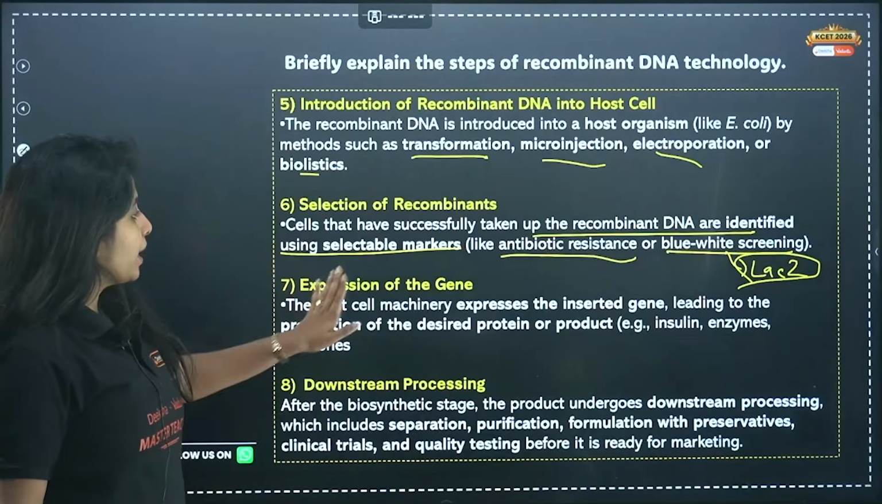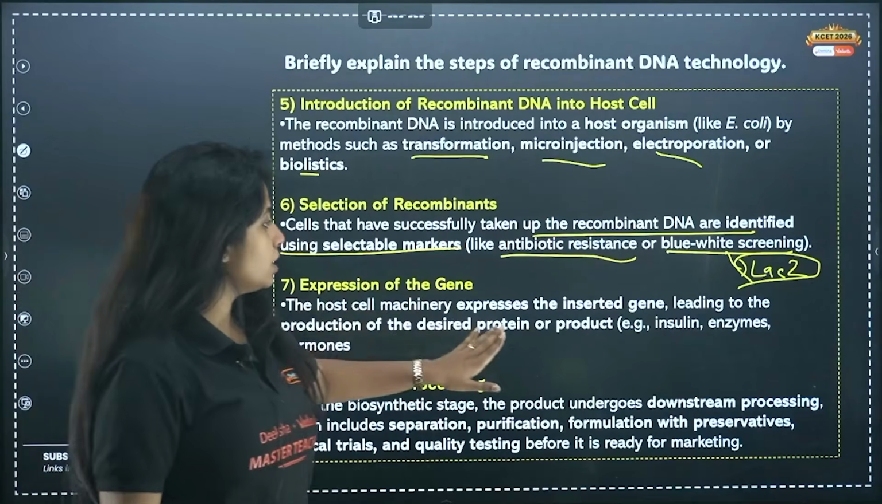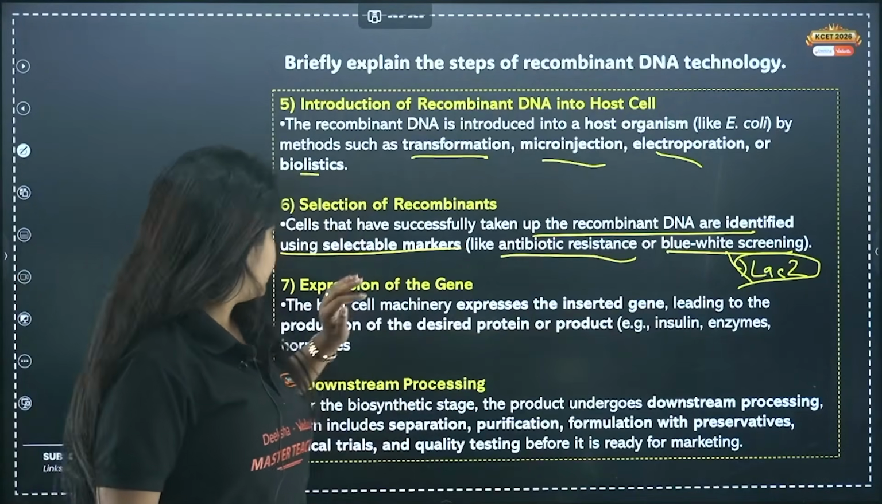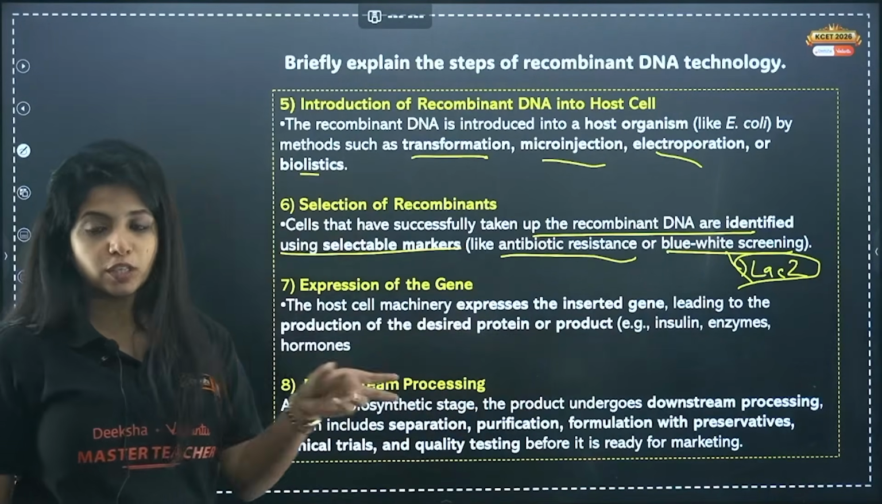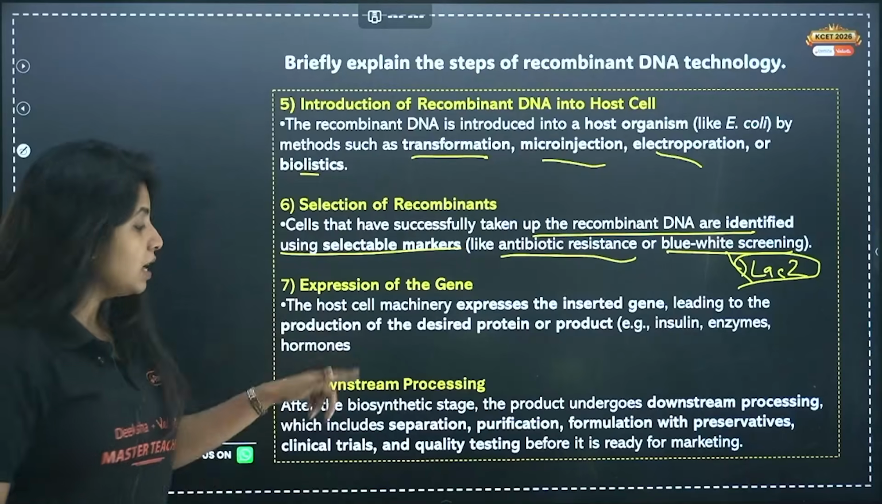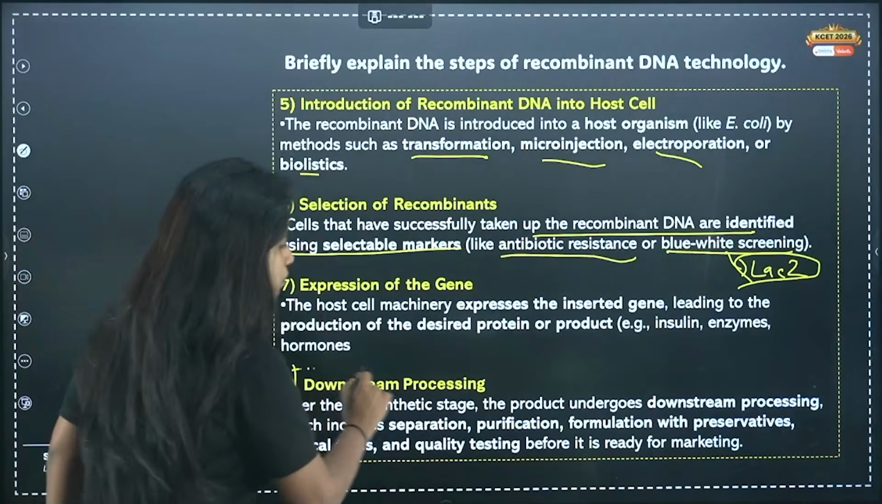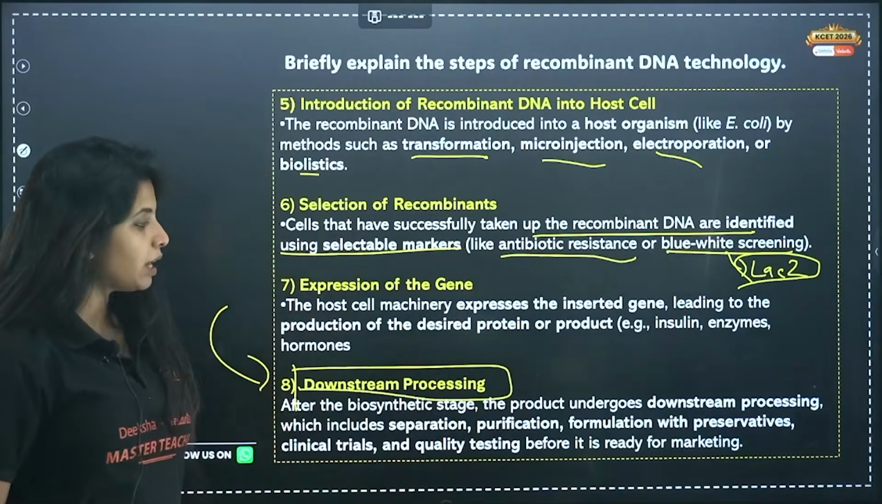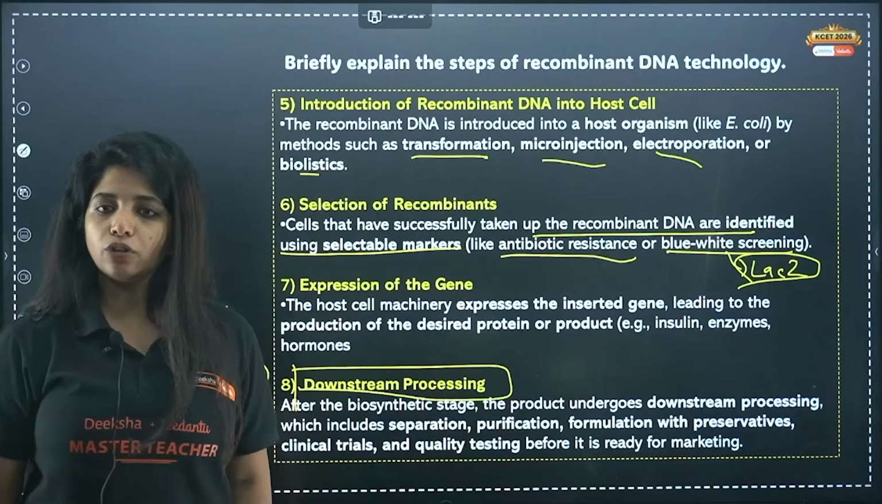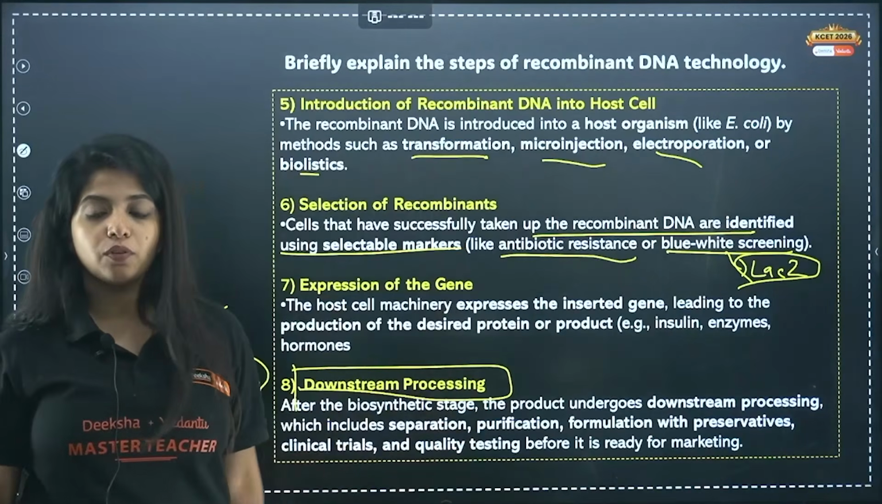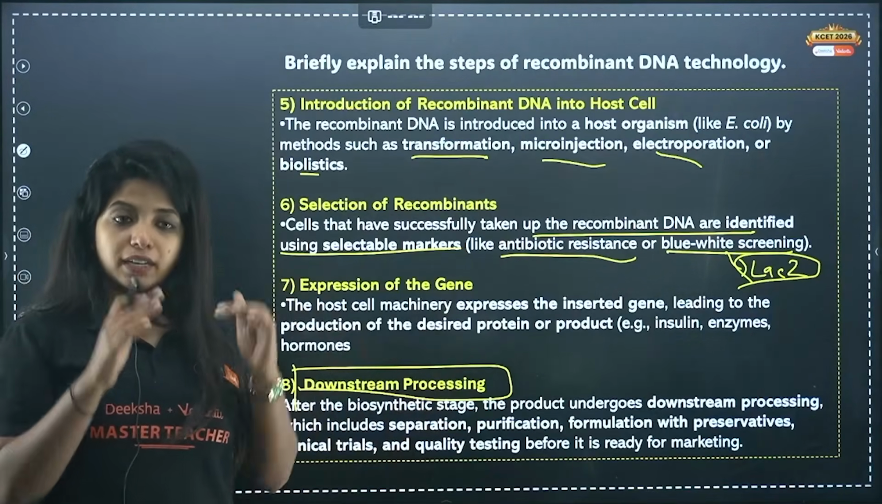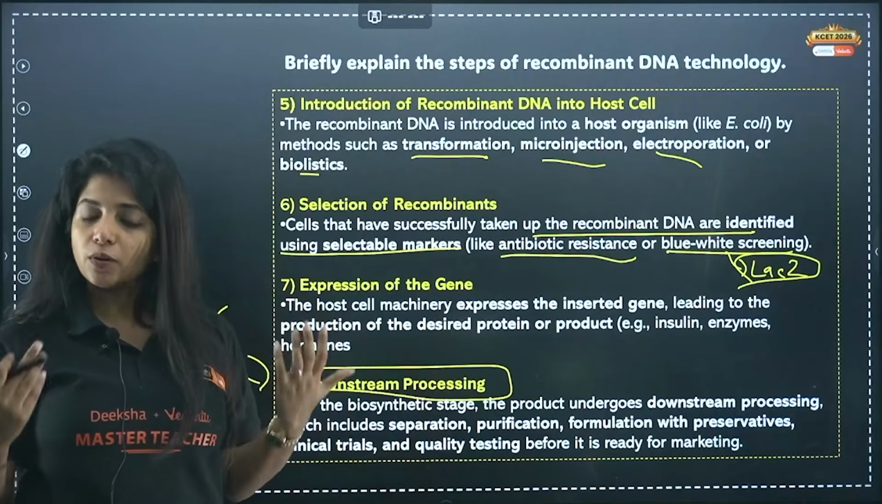Okay. Now, expression of the gene. The host cell machinery expresses the inserted gene, leading to the production of the desired proteins. Now, expression is happening, desired protein is being produced. Now, what do you do at the end? You do downstream processing. What do you mean by downstream processing? Basically, it includes separation as well as purification. Separation of all the content and also the purification is known as downstream processing.